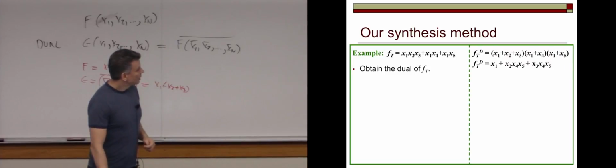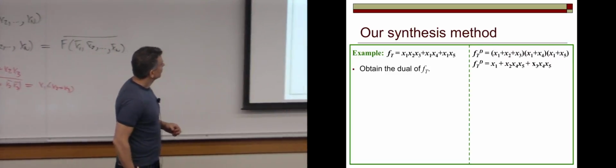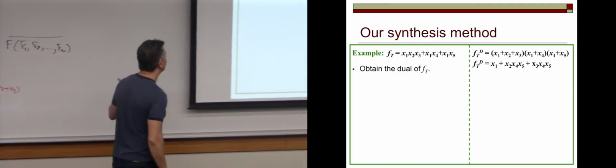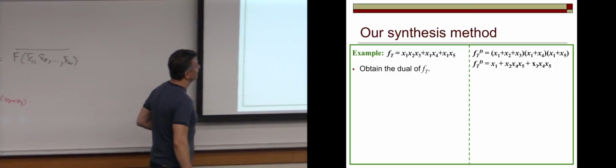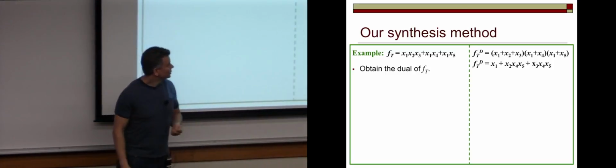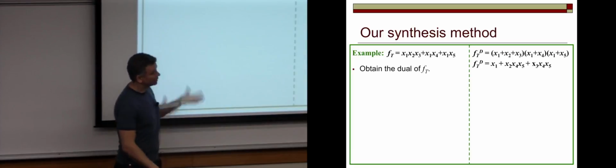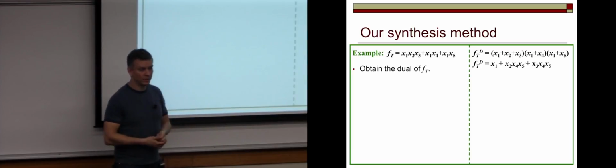Then we obtain the dual of the function. Obtaining the dual of the function is as simple as I described there. What we do is we complement all the variables and complement the function. But if we have it in this particular form, we can directly apply what Alex suggested, which was just the so-called De Morgan's law.